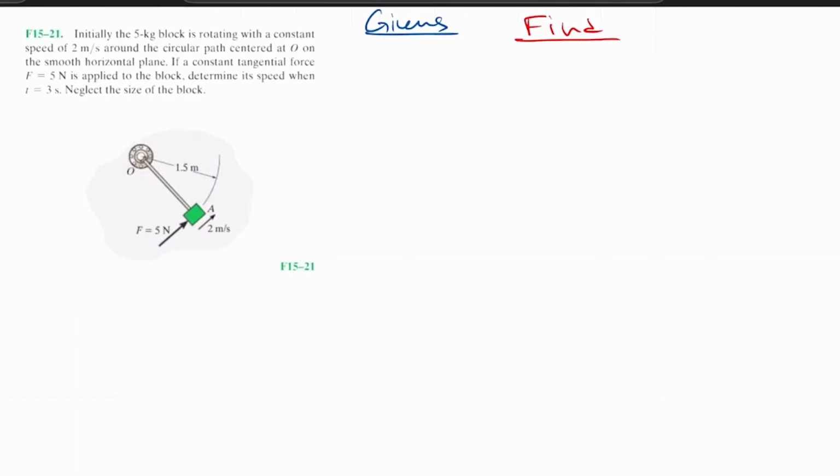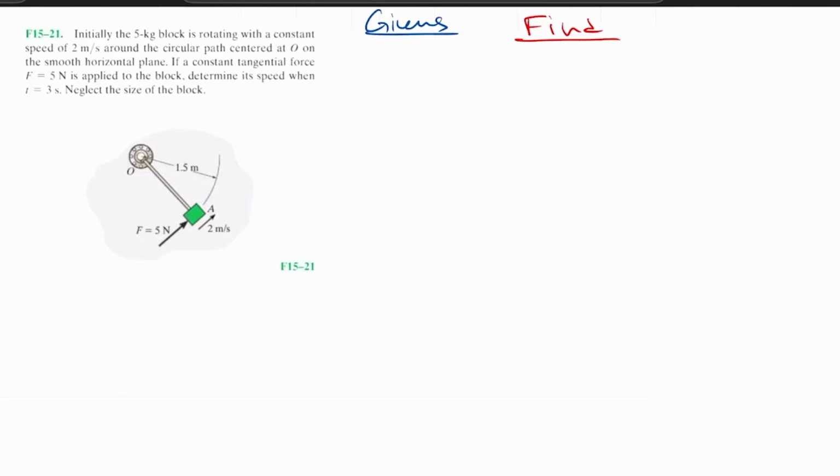Okay, so we have here another problem. This time, we can see that we have a block rotating around point O. The 5 kilogram block is rotating with a constant speed of 2 meters per second around the circular path centered at O on the smooth horizontal plane. So right away we know that because it's smooth, there's no friction.